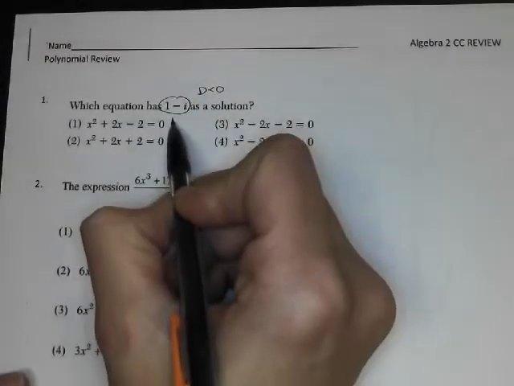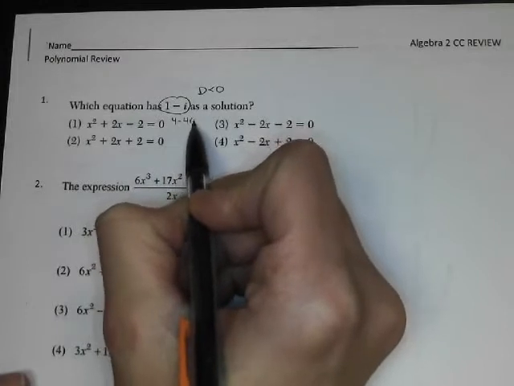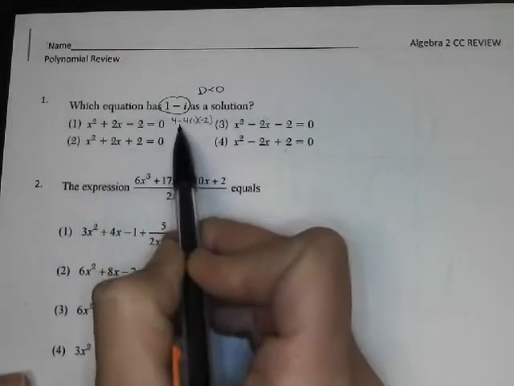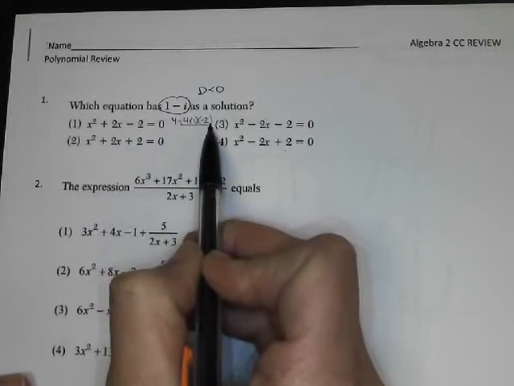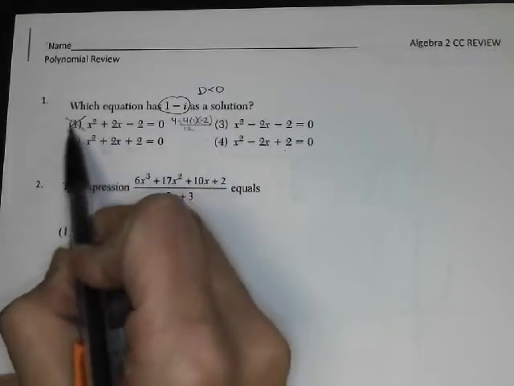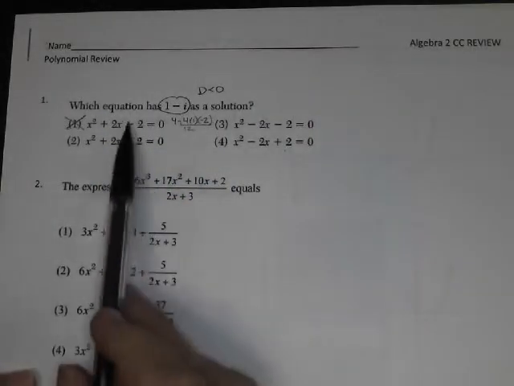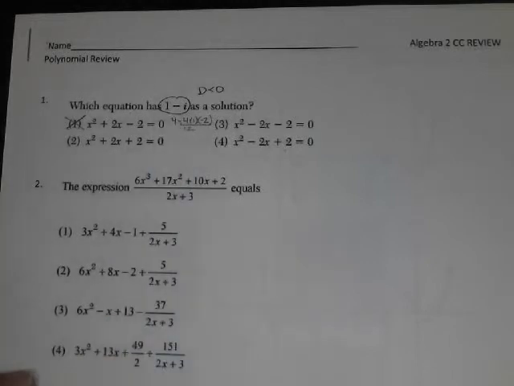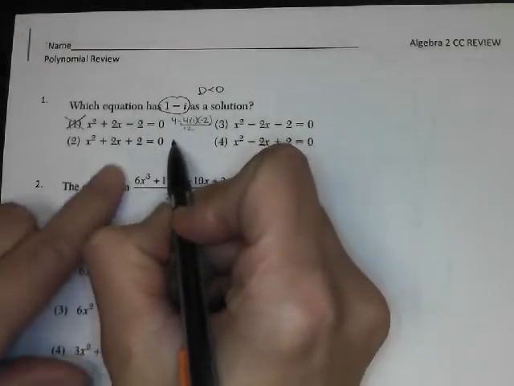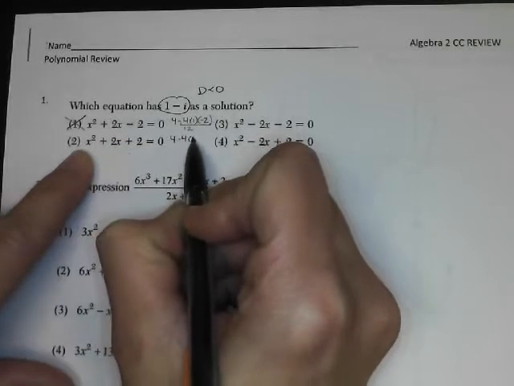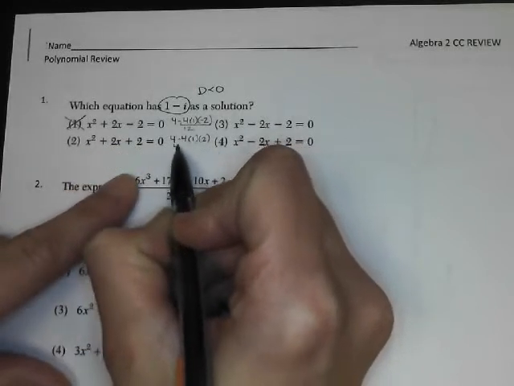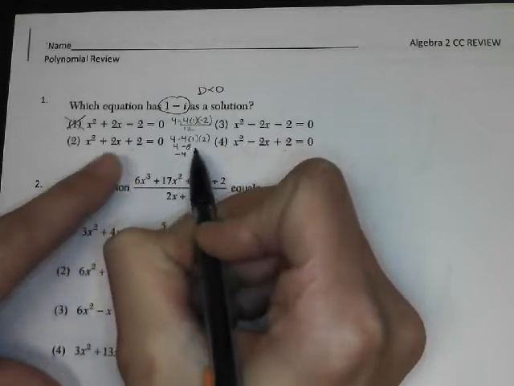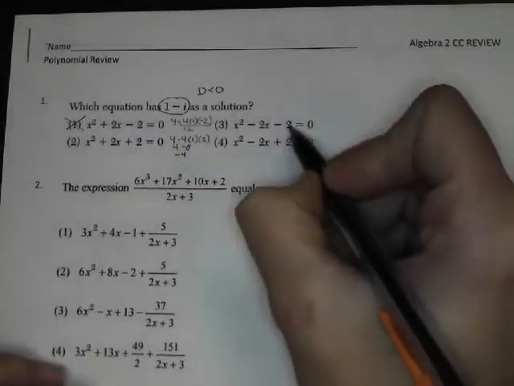So if I do the b squared minus 4ac, I'll get 4 plus 8 as a discriminant of 12. So that's not it, because that's a positive discriminant, so that will have 2 real numbers as opposed to an imaginary. If I do b squared minus 4ac here, I'll get 4 minus 8, which is a discriminant of negative 4, so that's still in.